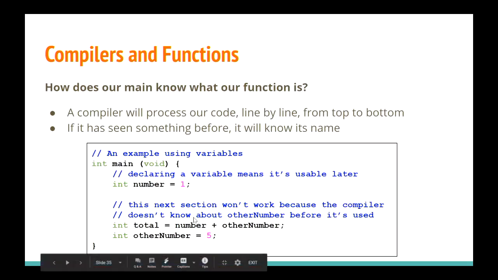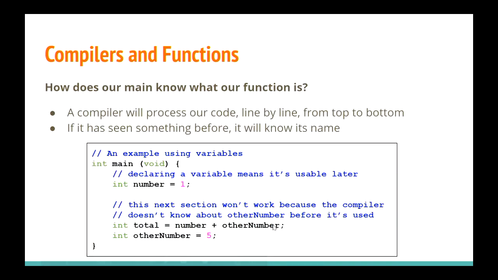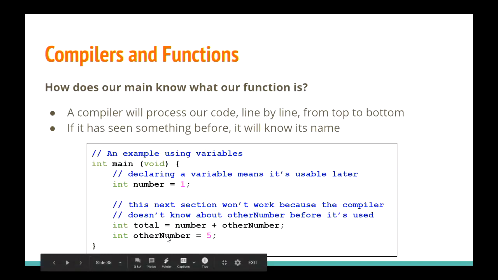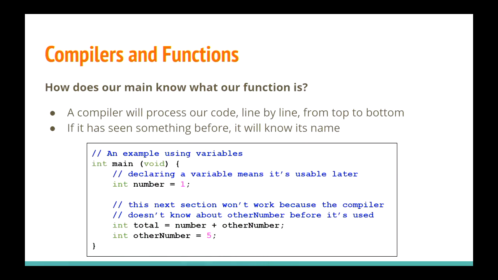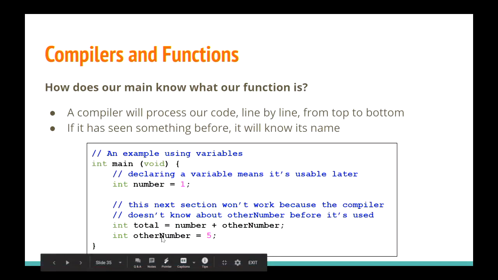So if I have this int number here, and I have this int total equals number plus other number, this won't work because it doesn't know what other number is. Even if other number is declared, if it's declared below where it's used, my computer doesn't know about it yet, because it reads line by line, and it says, no, other number doesn't exist. Even if you're going to make it later, it doesn't matter. I can't use it up here.